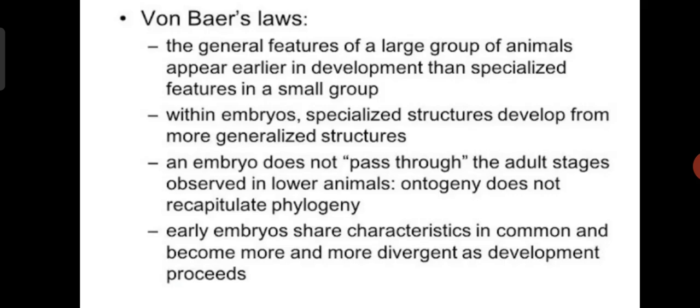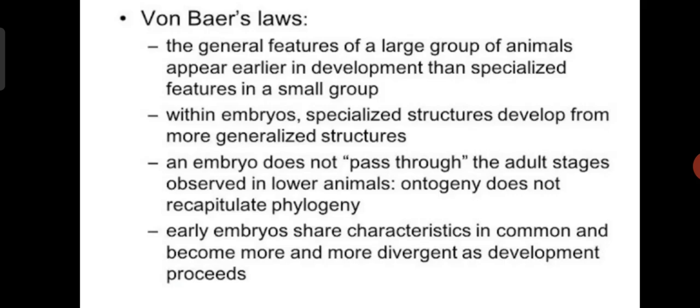The second principle is that after the more general features, those that are less general arise, until the most special features appear. The third principle is that the embryo does not pass through the adult stages observed in lower animals; that is, ontogeny does not recapitulate phylogeny. The embryos of different species are more alike than the adults, and progressively diverge from each other during ontogeny. The fourth is that the early embryos share characteristics in common and become more and more divergent as development proceeds. The embryo of a higher species may resemble the embryo of a lower species, but never the adult of the lower species. For example, the embryo of a frog resembles the embryo of a fish. This is the fourth law.